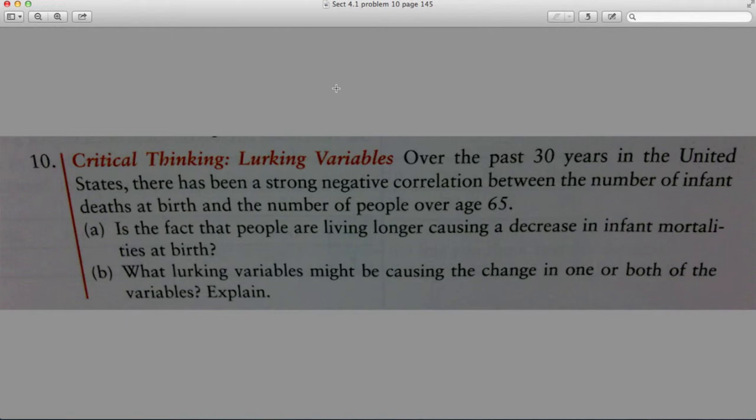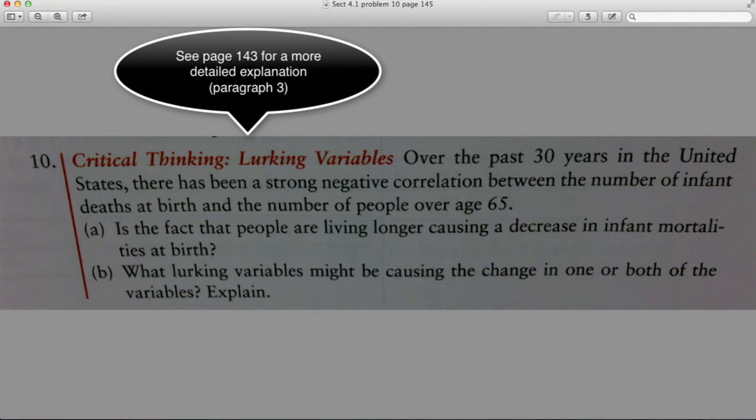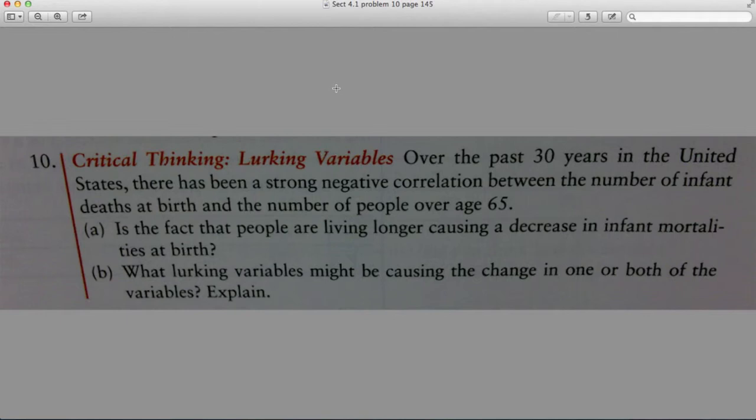And explain. Well, the first question asks us, due to the fact that people are living longer, is this causing a decrease in infant mortalities at birth? Well, looking at the question and the variables, they really don't have anything to do with each other. My answer would be no. And I would explain that while a correlation coefficient is a mathematical tool used to measure the strength between two variables, it doesn't imply a cause or effect between the two variables being tested. In other words, just because the variables may increase or decrease together, it doesn't necessarily mean one is causing a change in the other to occur.